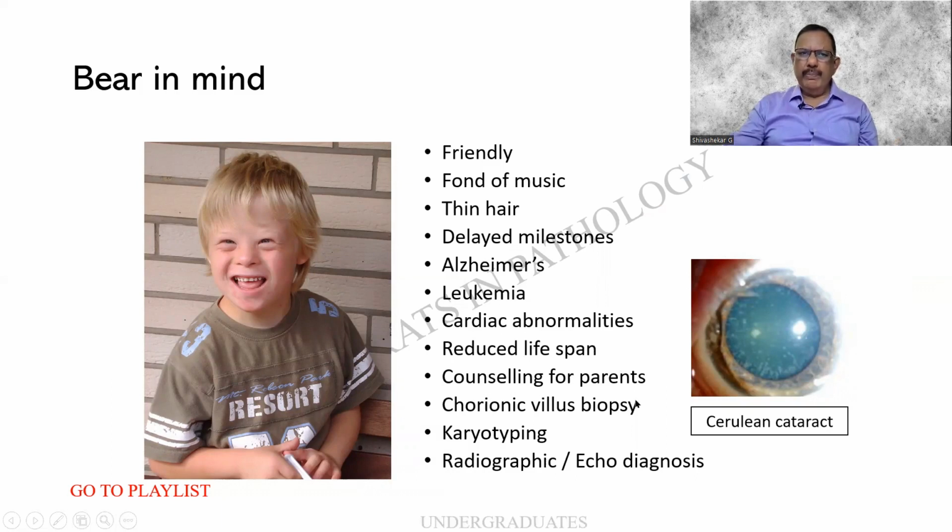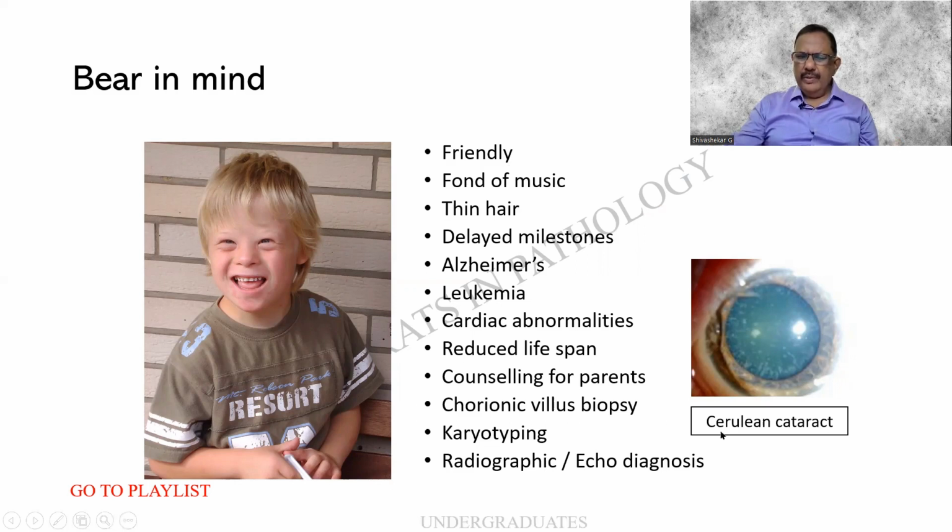Counseling is required for the parents. Once there is a child like this, there is a chance of the next one also being a Downs, and hence a counseling is required. Chorionic villus biopsy for an early diagnosis, so that if there is going to be any sign of a Downs, there can be a termination. Karyotyping, of course, is mandatory for a diagnosis. Also, you can have radiographic and echo diagnosis to confirm.